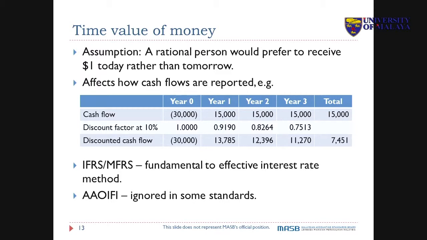So in accounting, when we take this into consideration, how you would report a cash flow would be different. So quick example there of an undiscounted cash flow and a discounted cash flow to take into consideration the time value of money. So under IFRS and MFRS in Malaysia here, this concept is fundamental to how you report or measure your items, especially financial instruments.